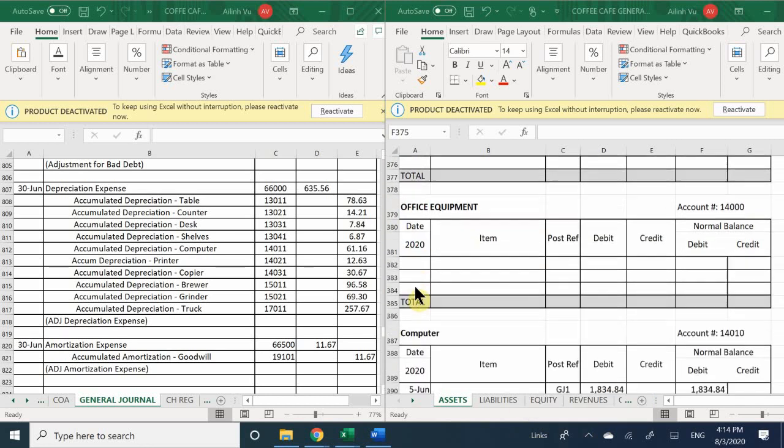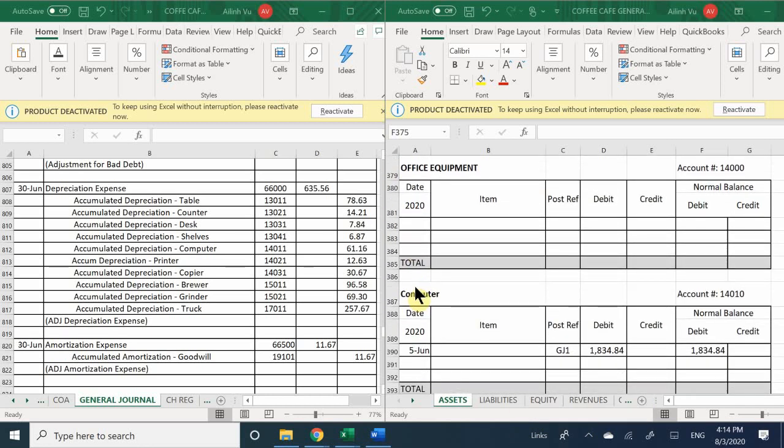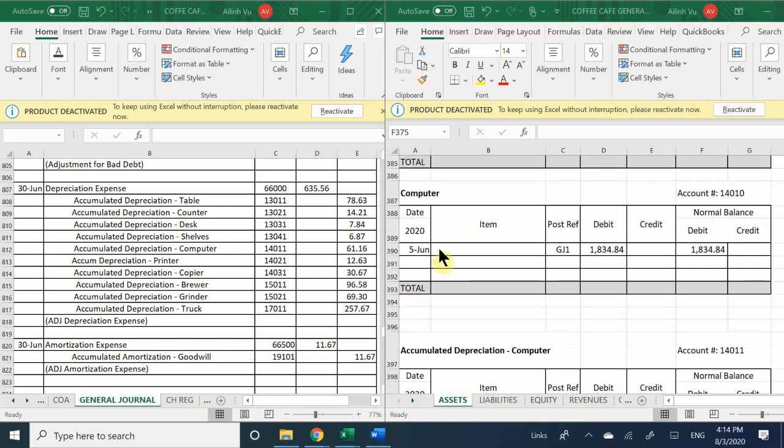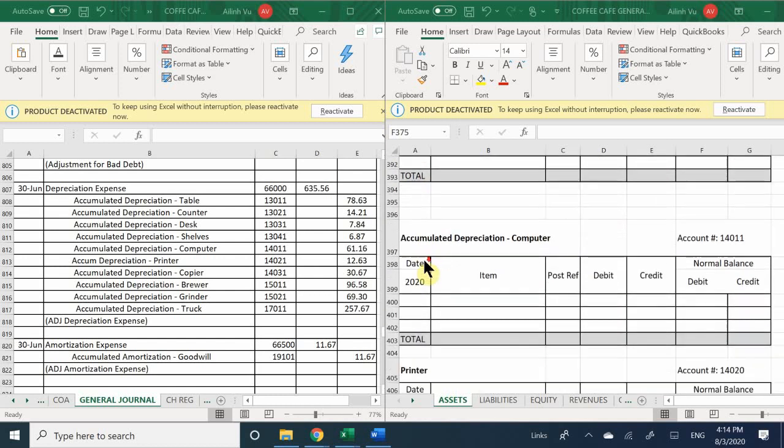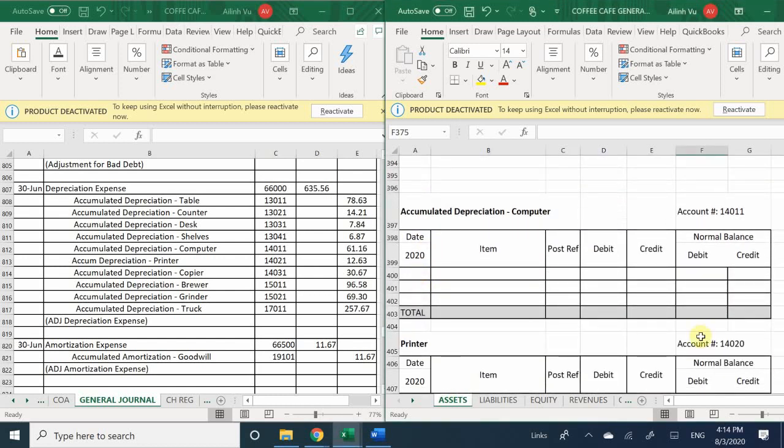Okay. Office equipment is going to be computer. Accumulated depreciation for computer, $61.16.